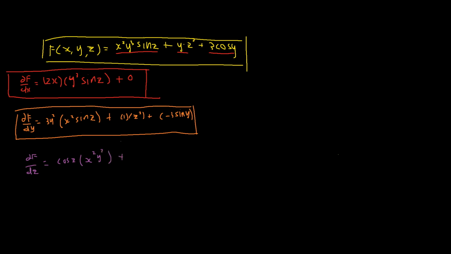We have plus, now the derivative of z squared is 2z, multiplied by y, because we just leave it since it's a constant, plus the derivative of this with respect to z is just 0. Now that's our partial derivative with respect to z. Cos of z times x squared y cubed plus 2zy. And that's all.